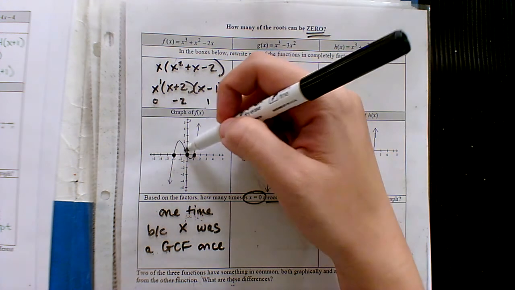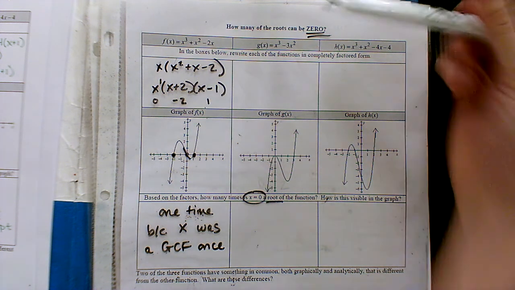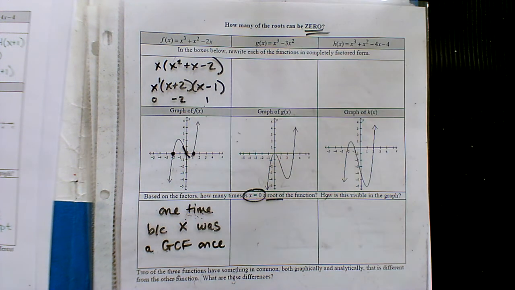And graphically it makes sense because we go straight through. Okay, but again, we're trying to look at the equation. The graph is a good checker. Okay, but we're going to try to just look at the equation. Let's try g of x. Can we factor it?